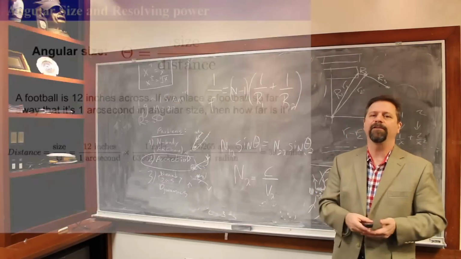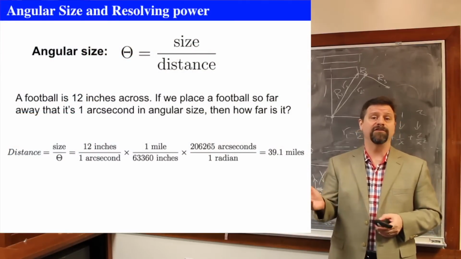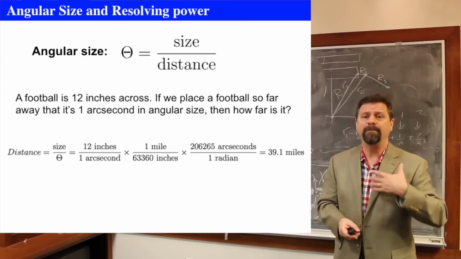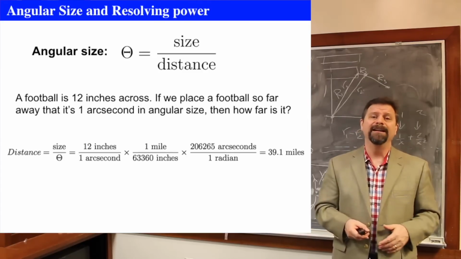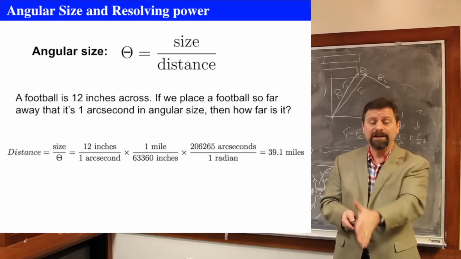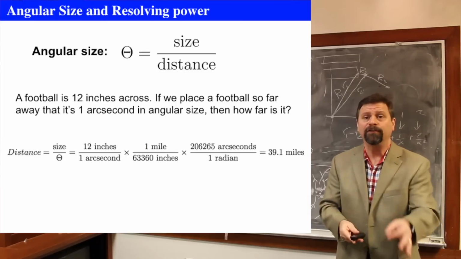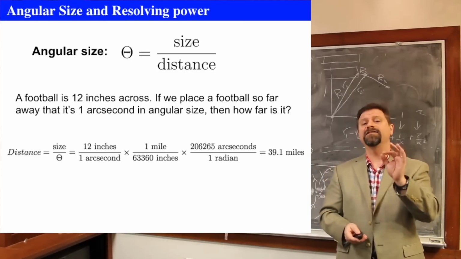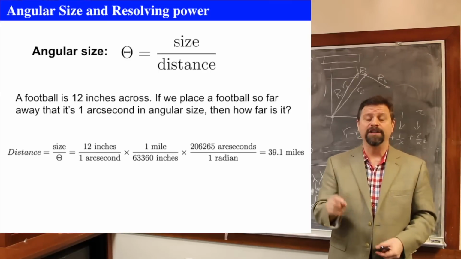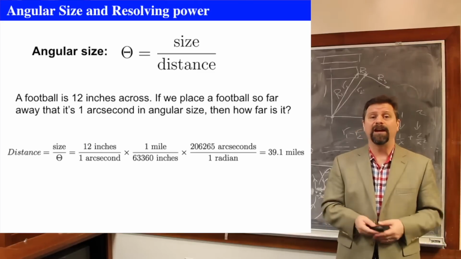So let's say we have the angular size of something. Pretend we're looking at a football. A football is about 12 inches across. Strictly speaking, it's about 11. And if we take that football and we push it so far away that it's about 1 arc second in size, then it's 39 miles away. That's a really tiny size. That looks really small. So that has a small angular size. When something looks small, but you know it isn't small, we know the angular size is small.